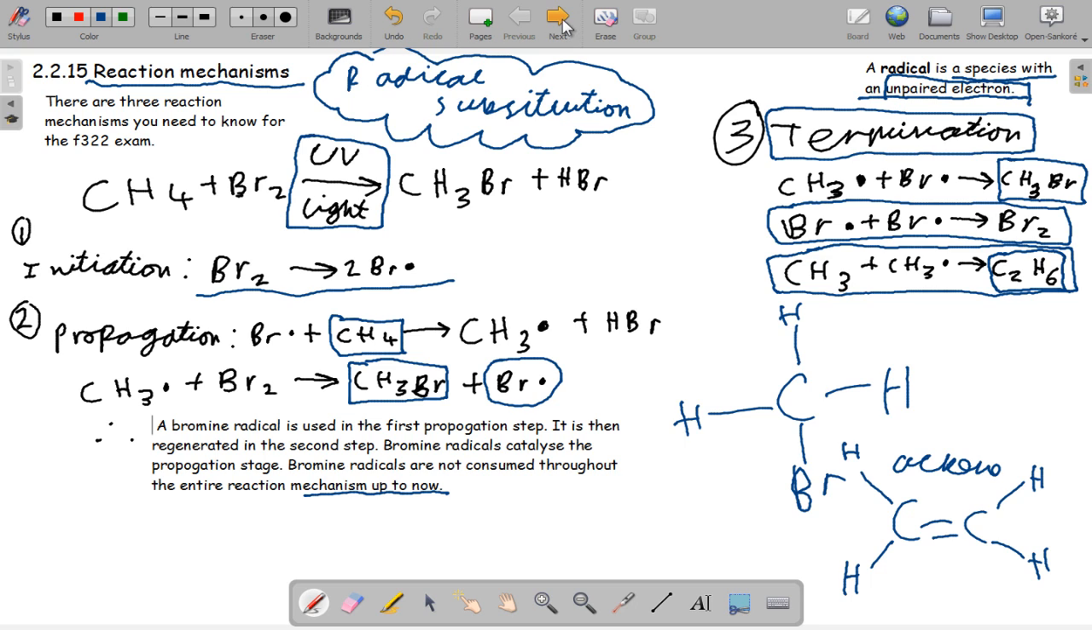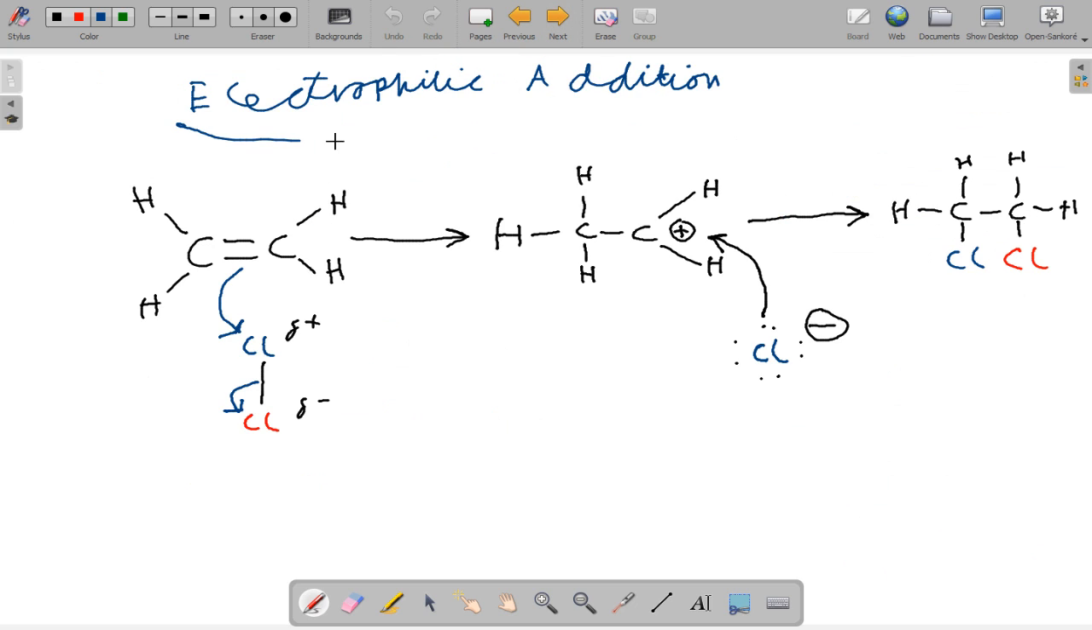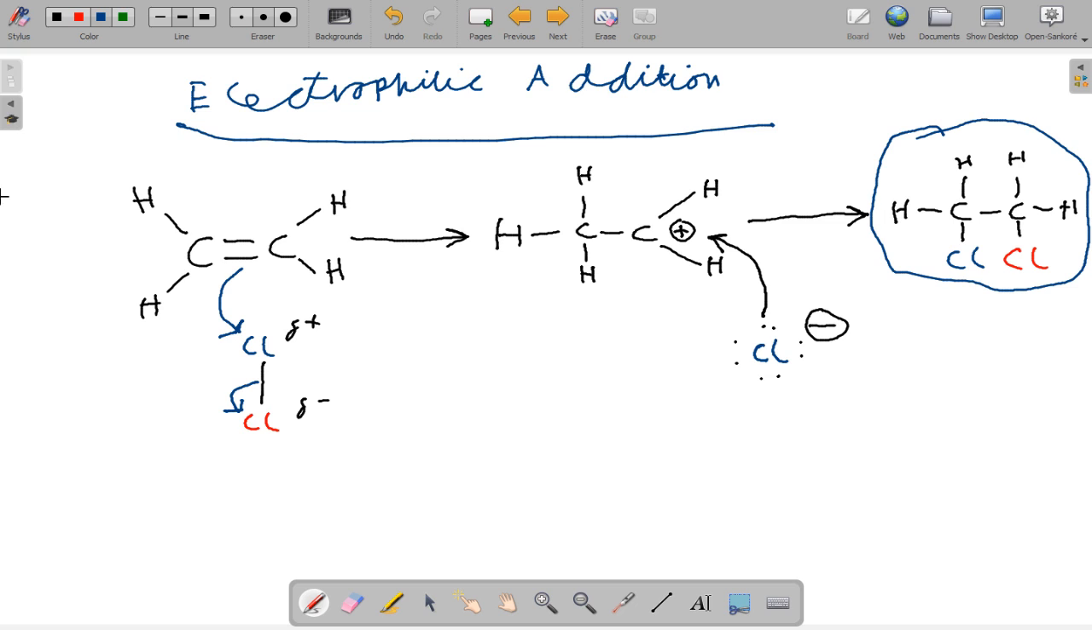So if we look at another type of reaction mechanism, so that was radical substitution. We are now moving on to electrophilic addition. So this is when an electron pair moves to make an ion, and that particular ion forms to make a stable molecule at the end here. So we'll go through each step.